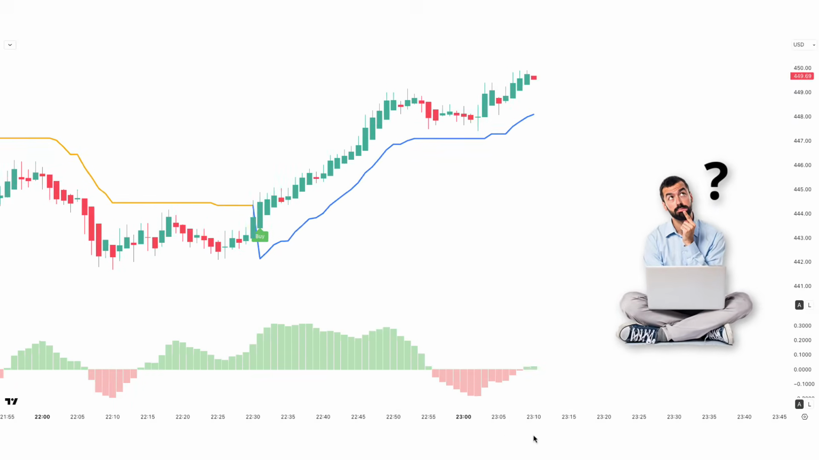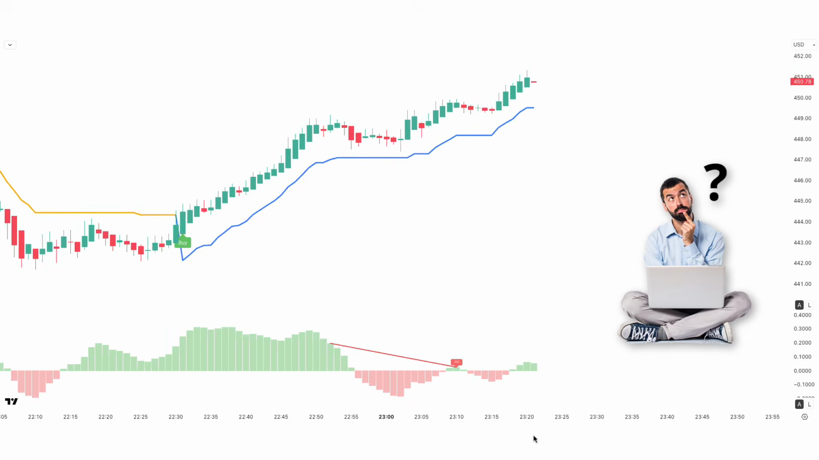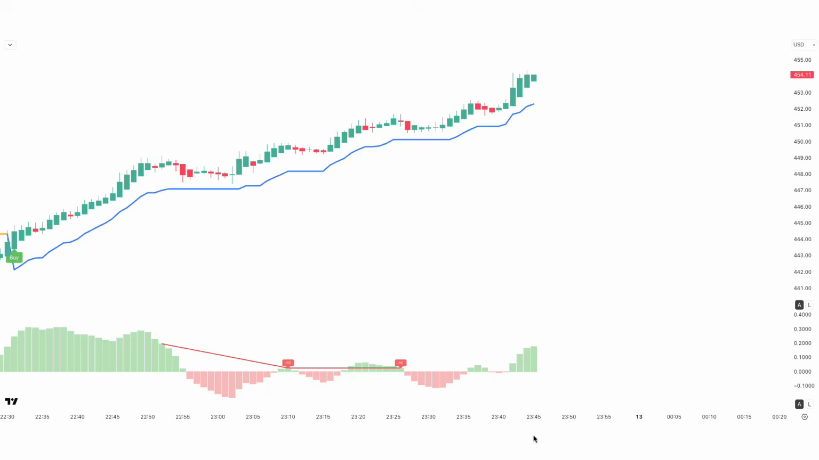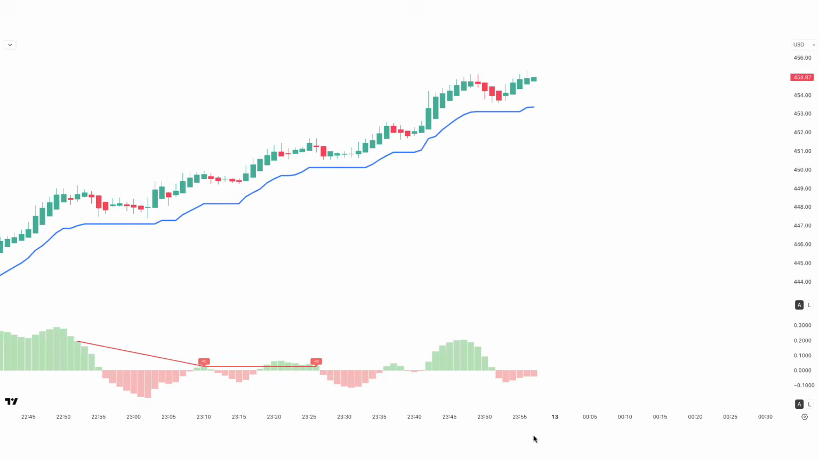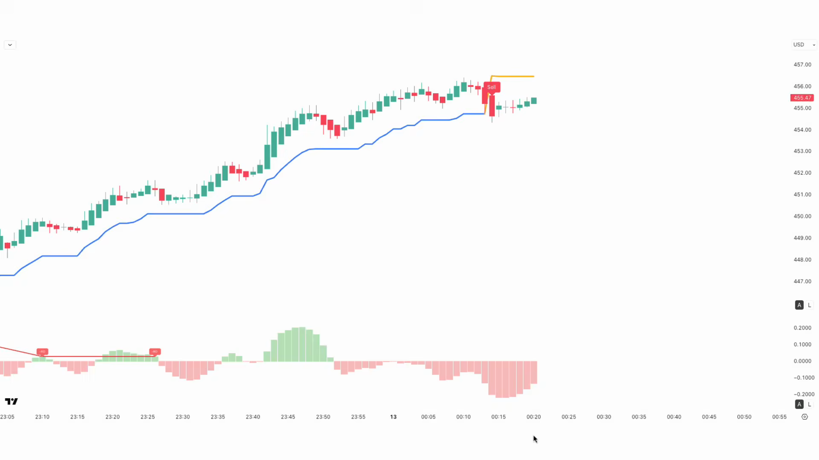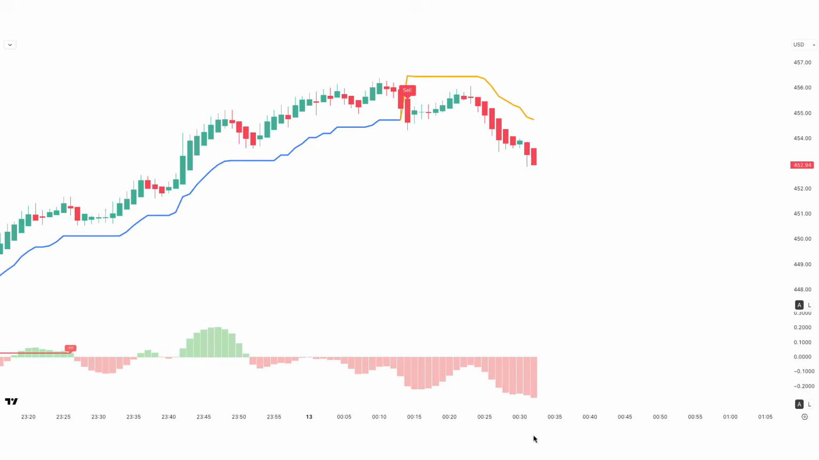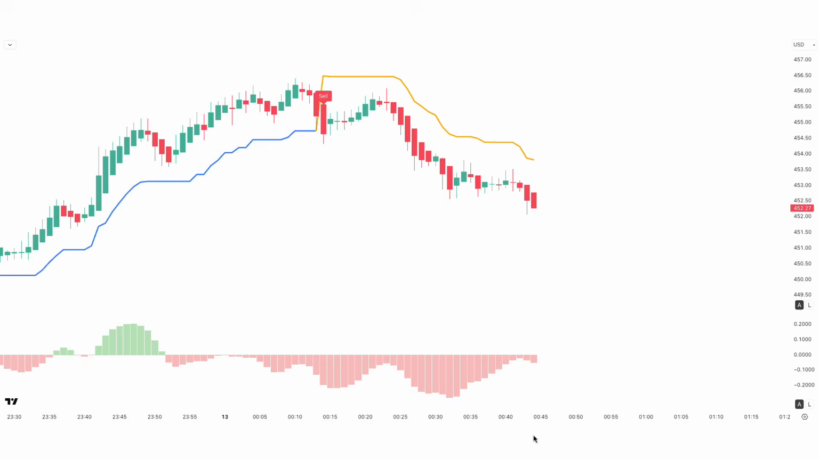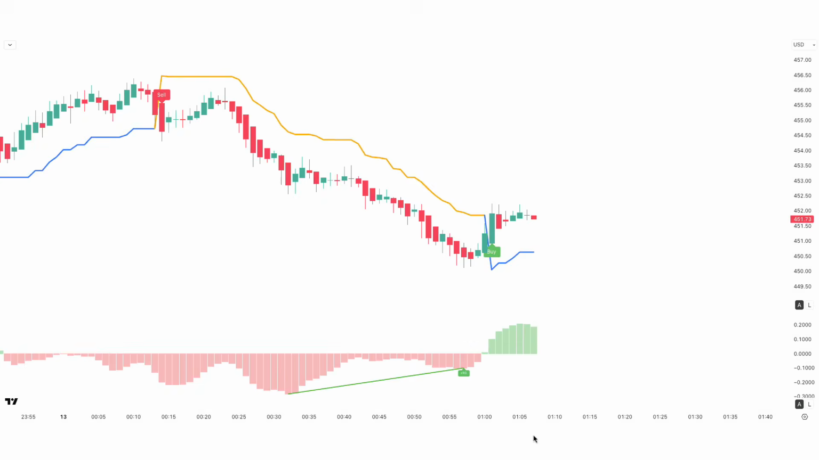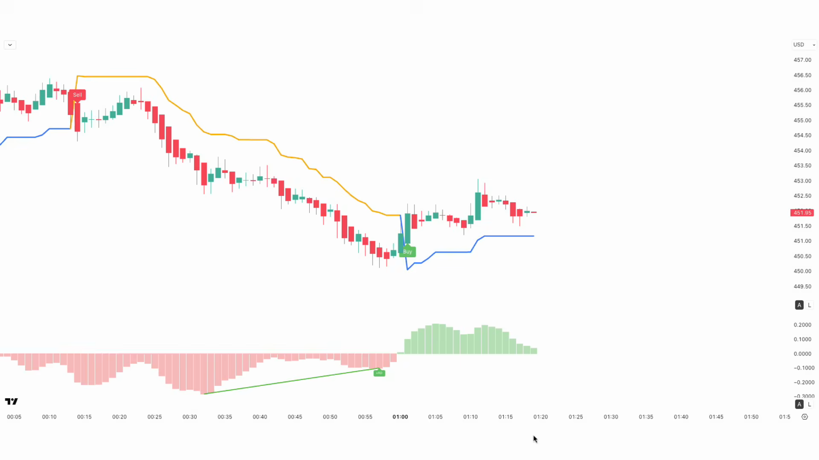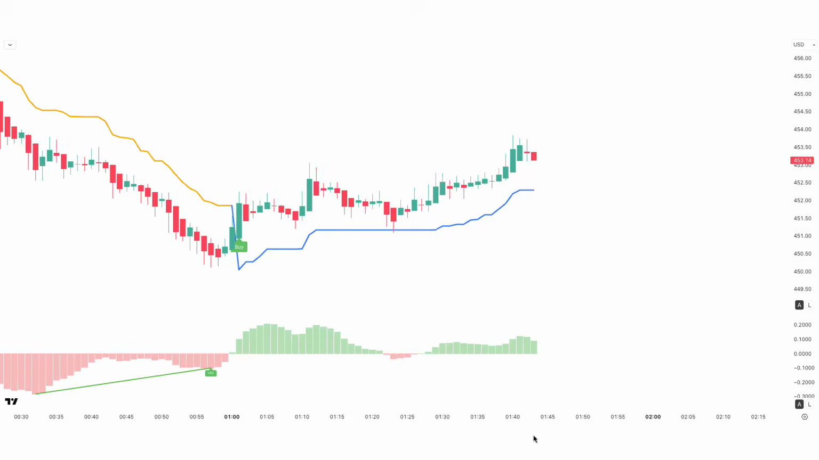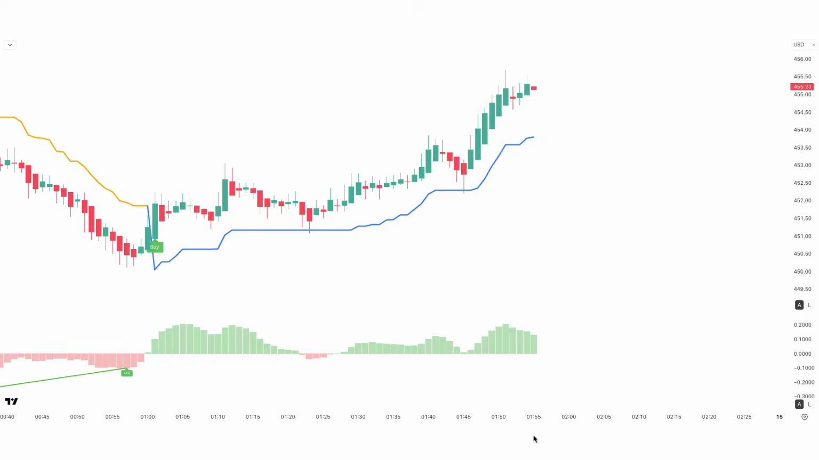Instead of giving constant signals, it focused on highlighting key areas where the market had a higher chance of turning. What caught my attention was how clearly it aligned with price reactions and structure on the chart. It didn't try to predict every move, but when the setup appeared, the timing was surprisingly precise. Now, no indicator guarantees perfect results, and discipline always matters more than tools. But when a clean reversal signal appears in the right zone, the opportunity becomes much easier to spot.